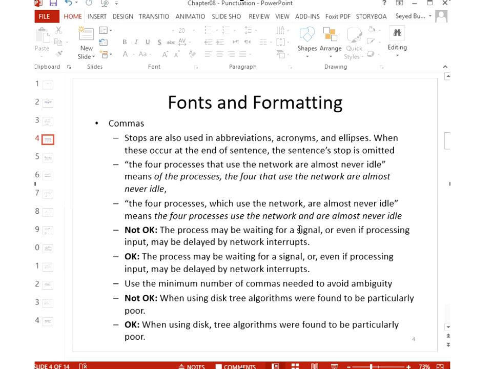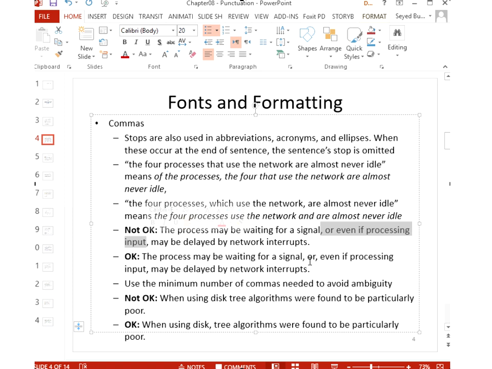Talking about commas, consider: the process may be waiting for a signal or even if processing input. This part looks very unclear. Instead you can say, or even if processing input. So separate them by using a comma. The comma makes things clear. And don't use too many commas. Use the minimum number of commas that prevents you from being ambiguous.